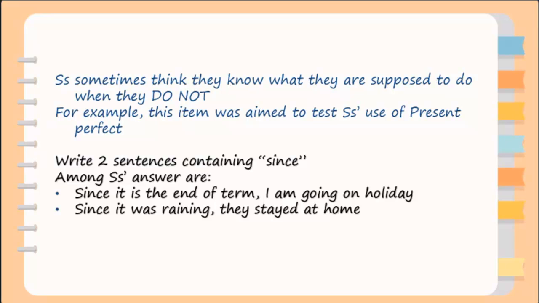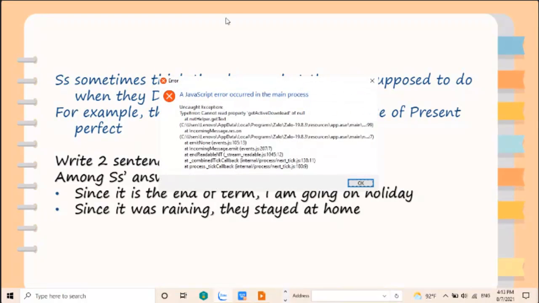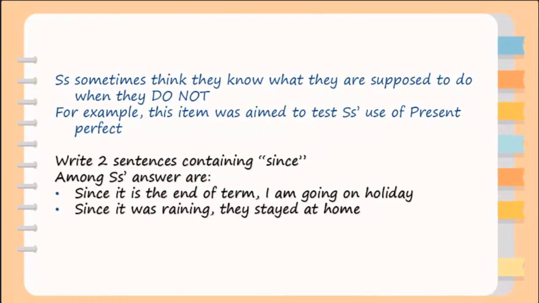Conversely, some students sometimes think they know what they are supposed to do, and they do not. For example, this item aims to test students' use of the present perfect tense, and the question just gives the student only one line: write two sentences containing "since". When we look at some student answers, they are: "This is the end of the term. I'm going on holiday." "Since it was raining, they stay at home." So you can see there is a student who did not use the present perfect in their answer. That means the test is not valid enough.